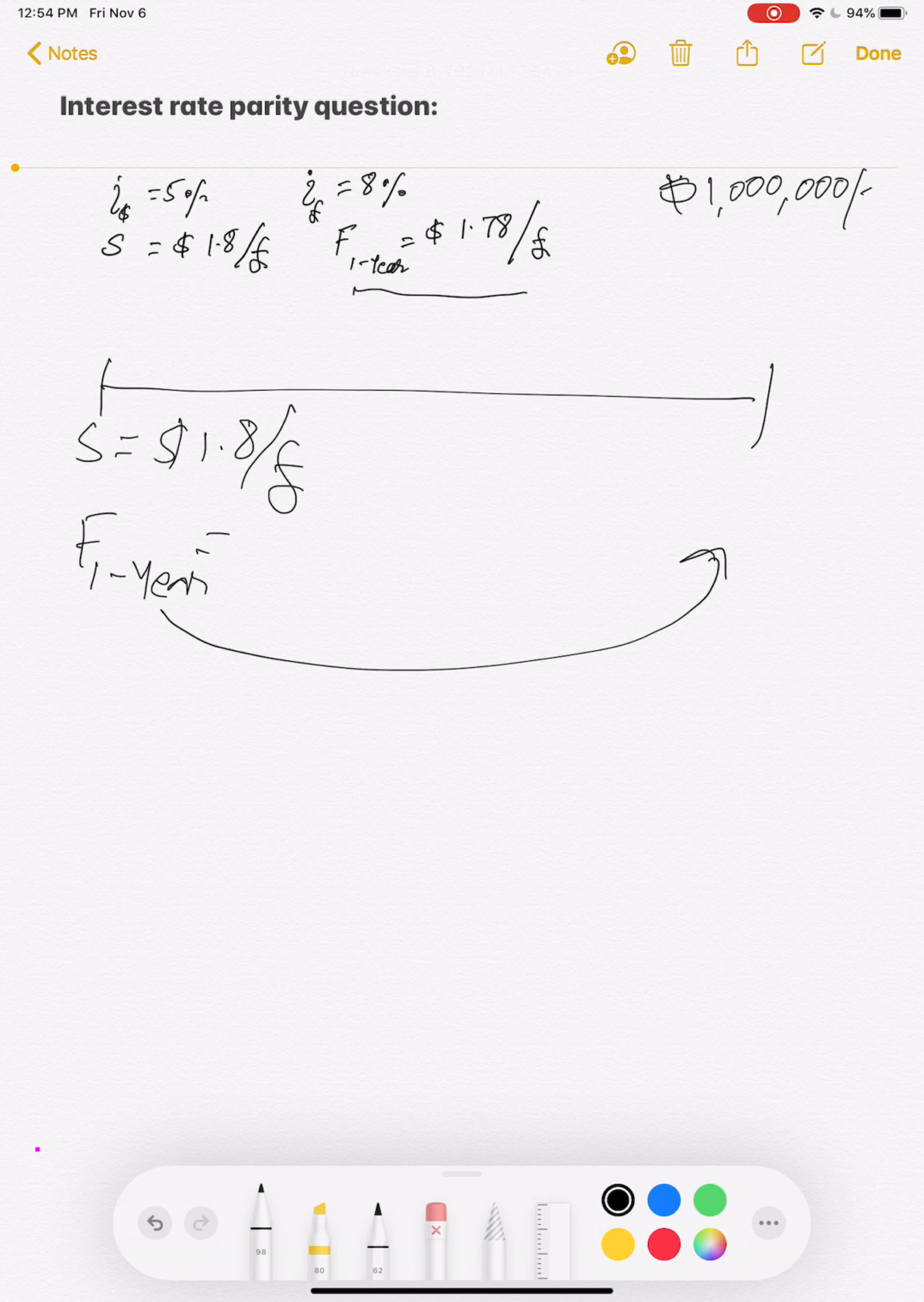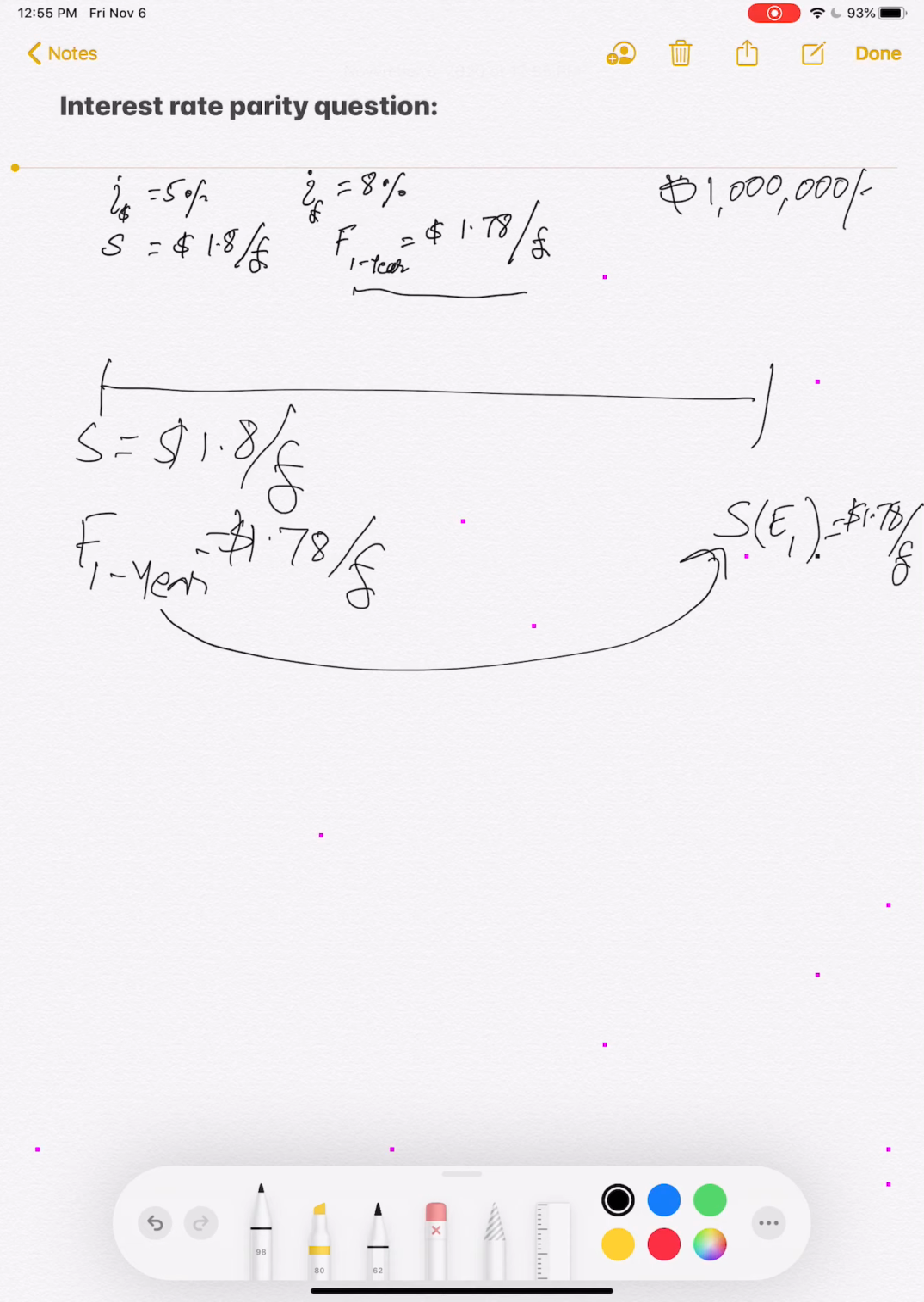So when you go a year ahead, the expected spot rate at that time should be $1.78 for each pound. This is the forward rate given to us right now. Now, in order to check whether the interest rate parity holds, because if it holds, then there is no opportunity to earn covered interest arbitrage. But if it does not hold, then there is an arbitrage opportunity, and one can earn the riskless profit.